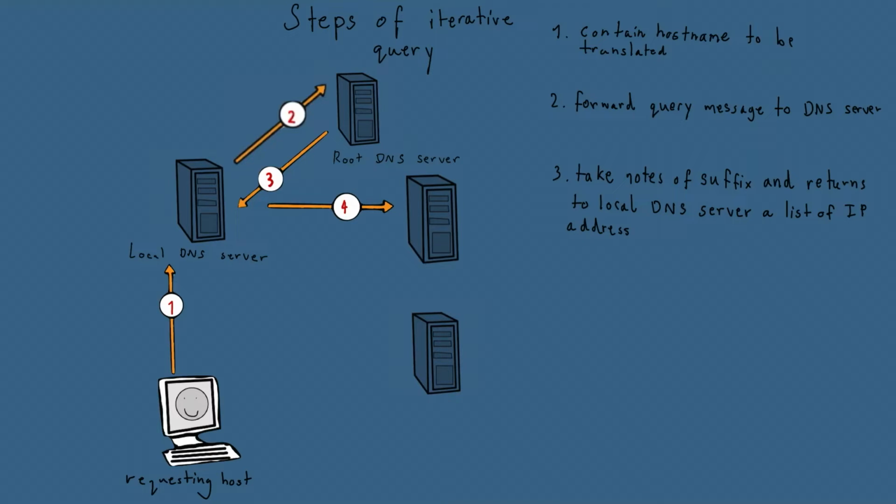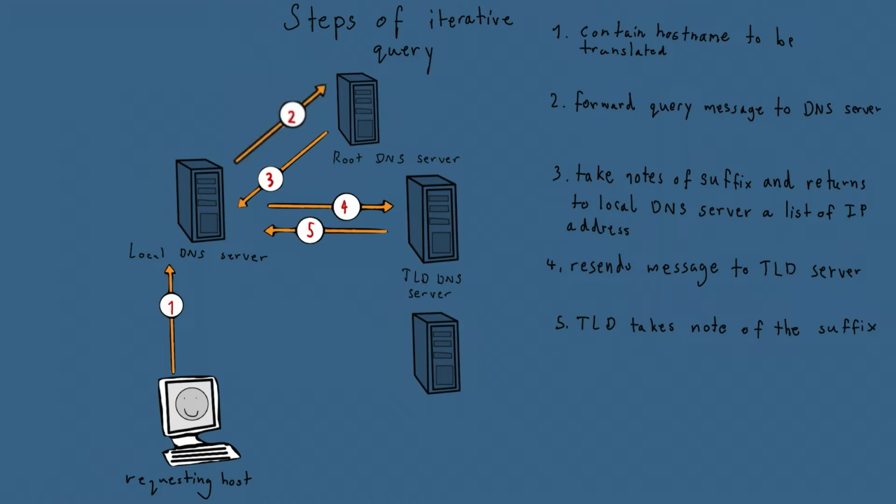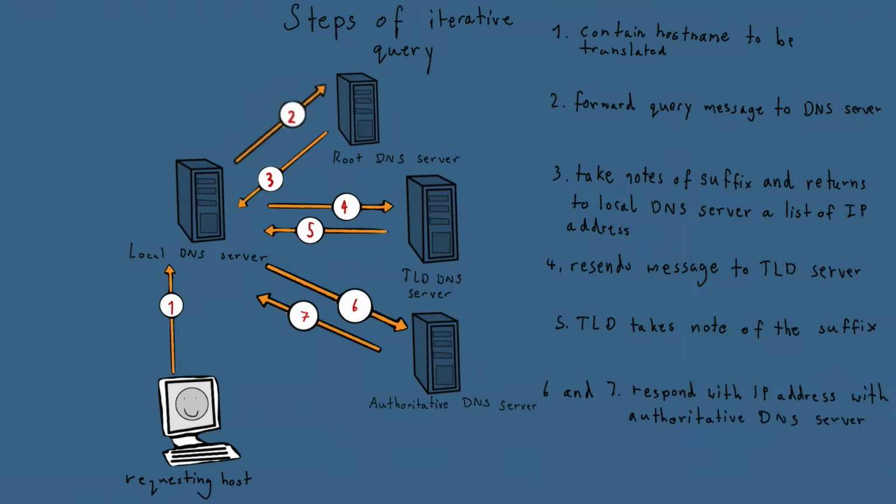After that, the local DNS server resends the query message to one of these TLD servers. The TLD server takes note of the suffix and responds with the IP address of the authoritative DNS server. Finally, the local DNS server resends the query message, which responds with the IP address. Note that in this example, in order to obtain the mapping for one hostname, 8 DNS messages were sent, 4 query messages and 4 reply messages.